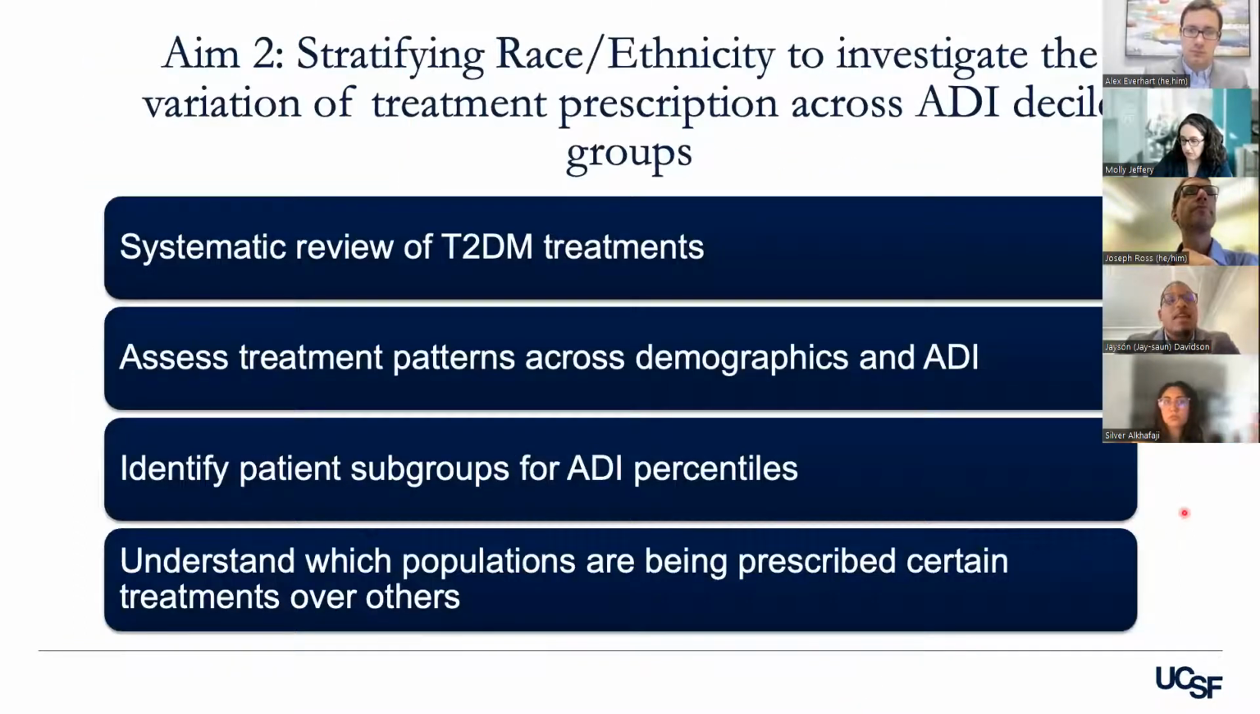Aim 2 is to stratify race and ethnicity to investigate the variation of treatment prescription across ADI decile groups. We will perform a systematic review of type 2 diabetes treatments and assess the treatment patterns across demographics and ADI. We will identify patient subgroups of ADI percentiles and understand which populations are being prescribed certain treatments over others, and how that plays an effect in their health outcomes.